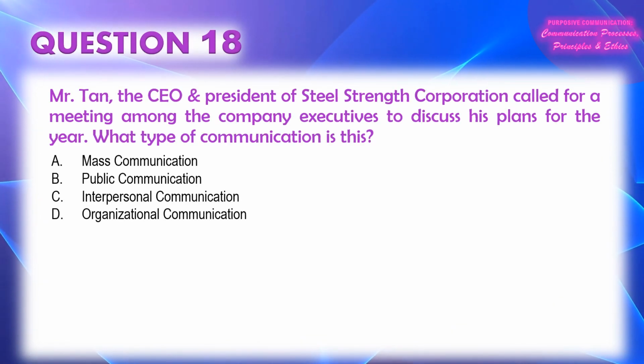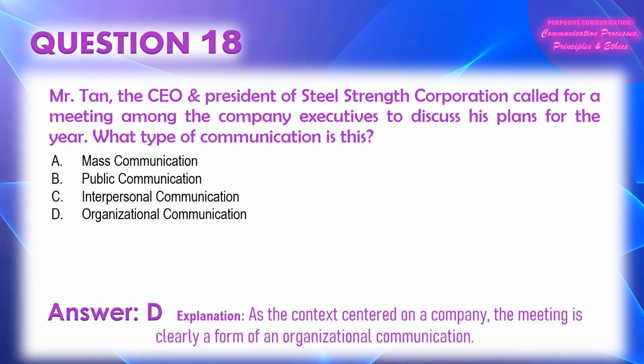Question 18. Mr. Tan, the CEO and President of Steel Strand Corporation, called for a meeting among the company executives to discuss his plans for the year. What type of communication is this? Answer: D. Organizational communication. As the context centered on a company, the meeting is clearly a form of organizational communication.